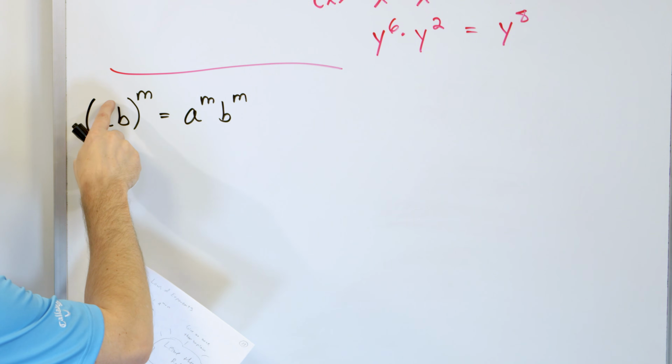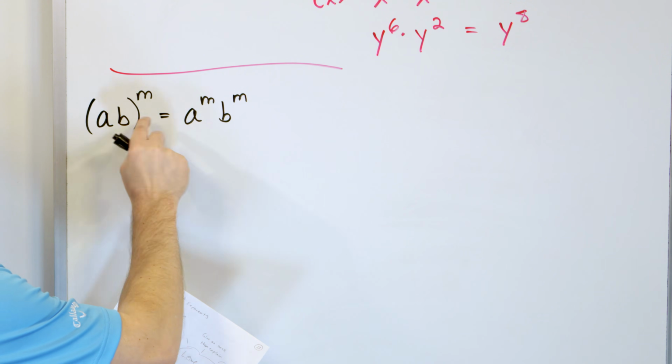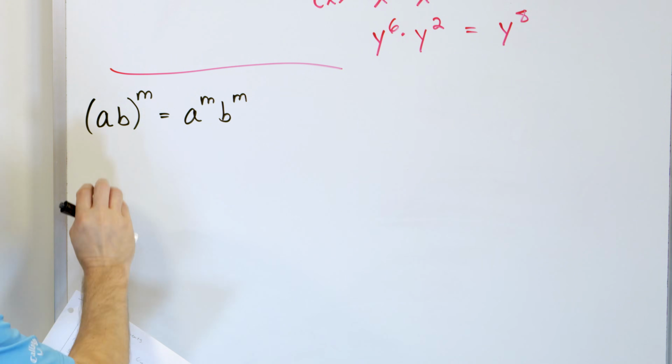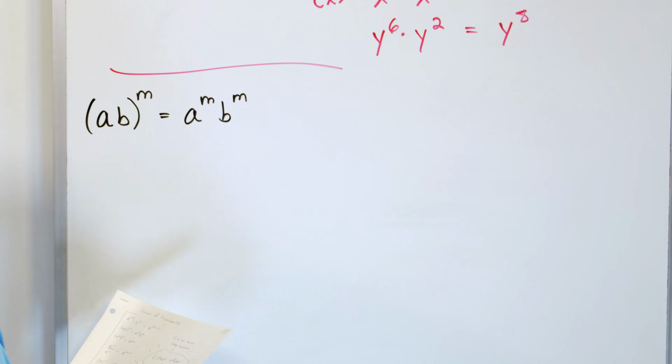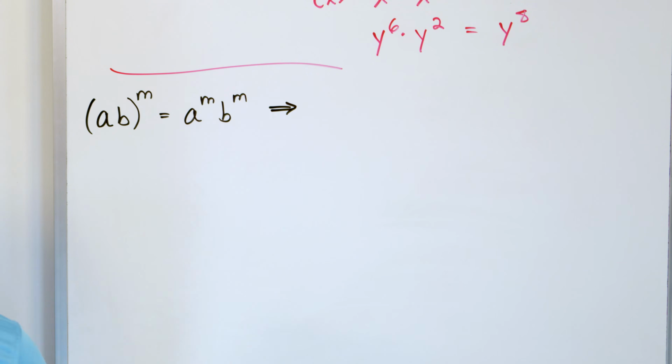The m gets applied as a power to the first thing, and then the m also gets applied as a power to the second thing. And no matter how many things you have multiplied in there, it gets distributed to each thing inside of there raised to the same power. So this is what the rule is. Now let's go and take a look at a numerical example, and then let's take a look at an algebra example.